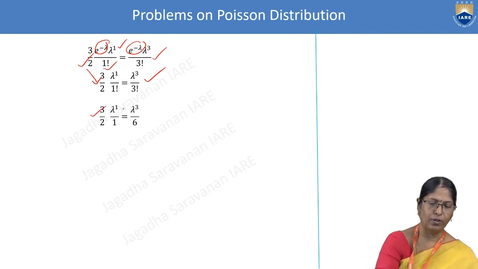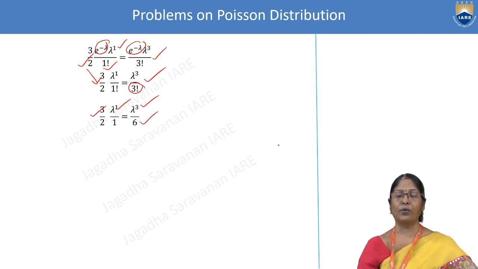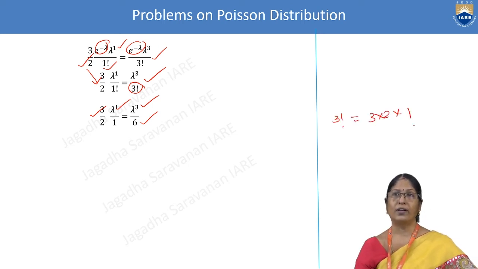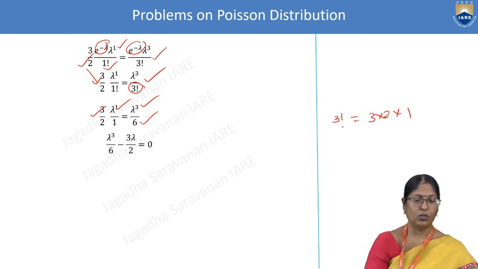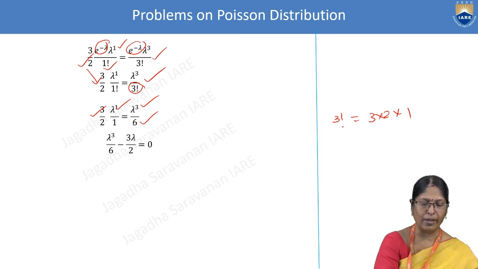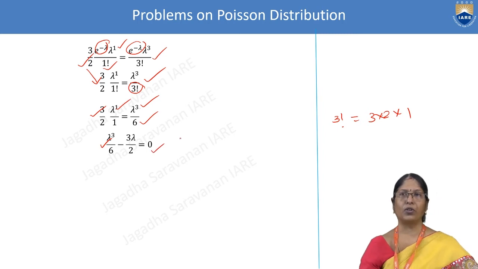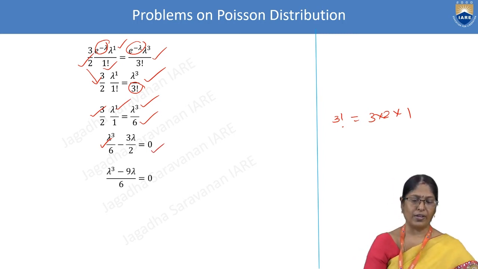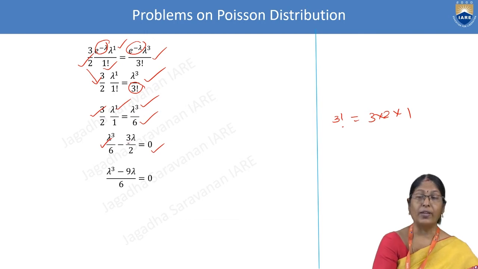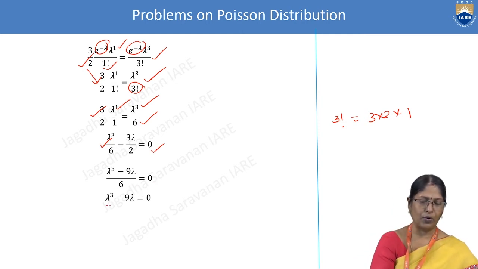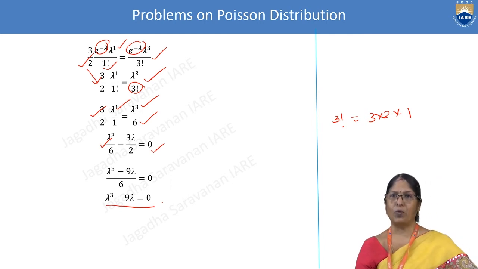So 3 by 2 lambda power 1, lambda cube, 3 factorial, as written. We know 3 factorial is 3 into 2 into 1, it's nothing but 6. So here lambda cube by 6 minus 3 lambda by 2 equals 0. Taking the LCM, lambda cube minus 9 lambda by 6 equals 0. So lambda cube minus 9 lambda equals 0.